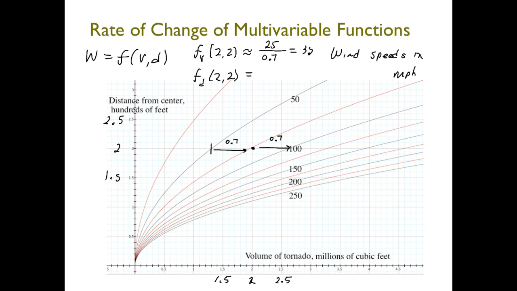That's about 35.7. What are the units? Miles per hour per million cubic feet. Miles per hour per million cubic feet. Okay, this one?